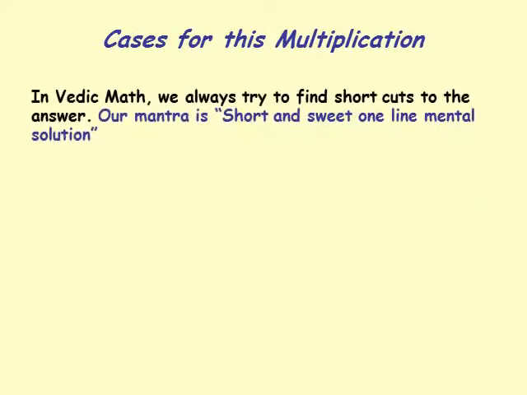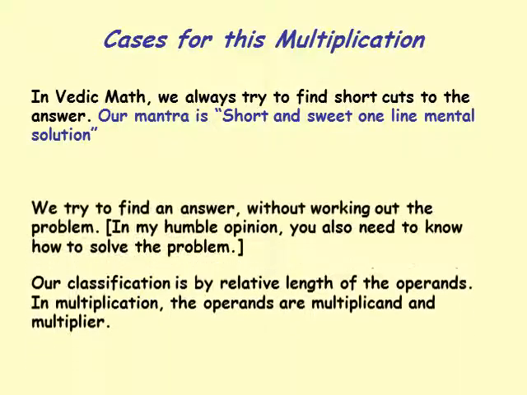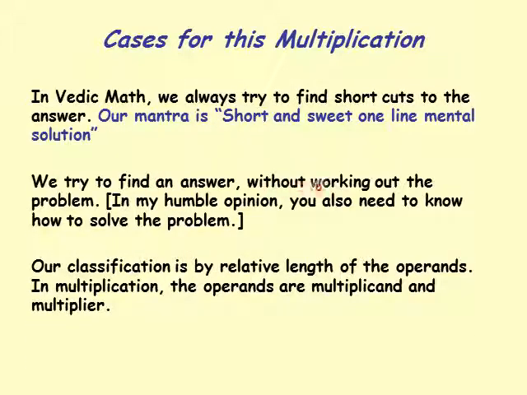We will discuss some cases for this multiplication. In Vedic math, we always try to find shortcuts to the answer. Our mantra is short and sweet, one line mental solution. So we try to find an answer without really working out the problem. In my humble opinion, you also need to know how to solve the problem. We have already shown you how to solve the problem by completion, and now we will look into shortcuts in some cases.